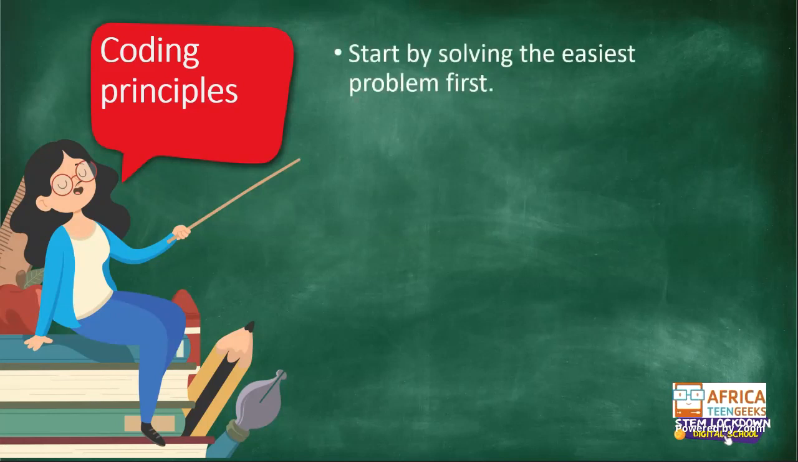So the first one is we always start by solving the easiest problem first. So some of these puzzles, the puzzles problem that we have to solve is quite big. So it's always easier to try and break that down into smaller problems, and then we solve them one at a time. So we're only writing small bits of code or creating small bits of code, and then we put it all together. It just makes it that much easier.